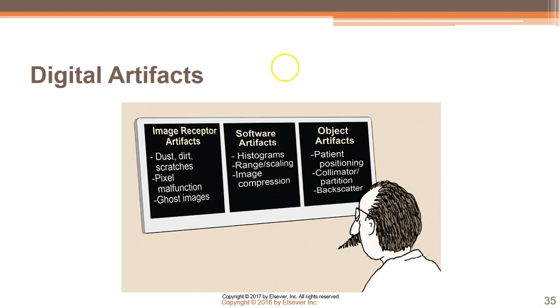But he classifies his digital artifacts into these three areas. You have an image receptor. So your image receptor, where the latent image goes, could have dust, dirt, scratches. It can have a pixel malfunction, or it could have a ghost image. You can also have software artifacts: histogram, scaling, range, image compression. These are software, so that's the computer. Then you have the object artifacts. You position the patient incorrectly, you didn't collimate correctly, or you have some backscatter.